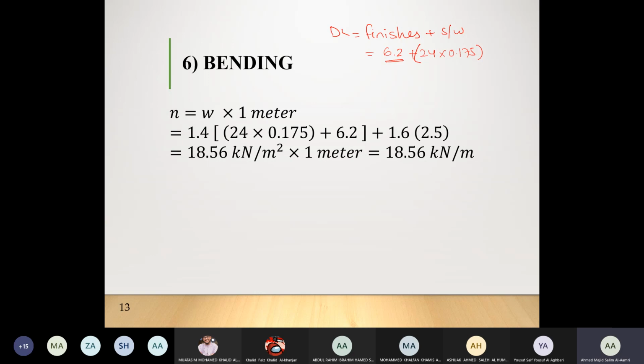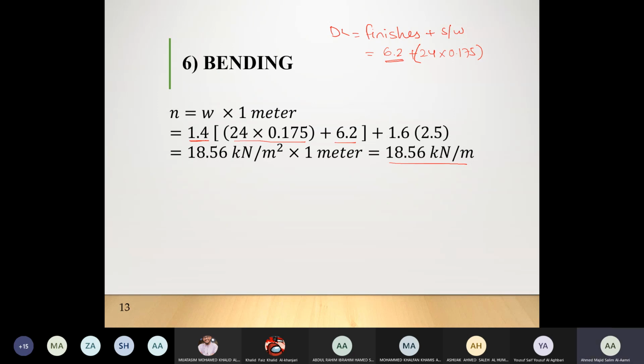Okay. So now you can see that this is going to be 1.4, which is the factor of safety for dead load, multiplied by 24 times 0.175 plus 6.2. And once again, for the live load, we are going to multiply it by the factor of safety. So now it's going to be 1.6 multiplied by 2.5. Now this is going to be the calculation of W, or n, and they are interrelated terms. So now we have found our value of W equal to 18.56.